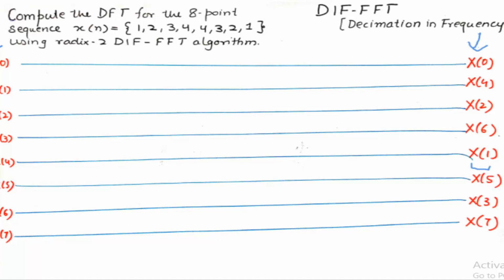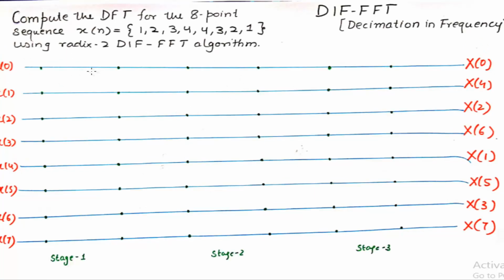And again, unlike in the case of DIT-FFT, where we start with 2 groups and then go on to 4 groups and then 8 groups, this is going to be exactly opposite. So you can draw these dots like this because we'll need 3 stages: stage 1, stage 2, stage 3. In DIT-FFT, we had the stage of 2 groups, 2 samples as stage 1, and the group of 4 samples as stage 2, and group of 8 samples as stage 3.